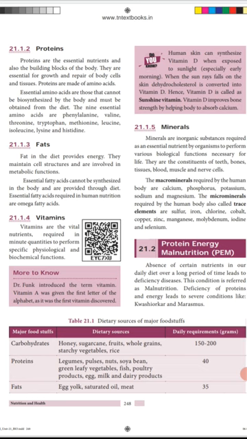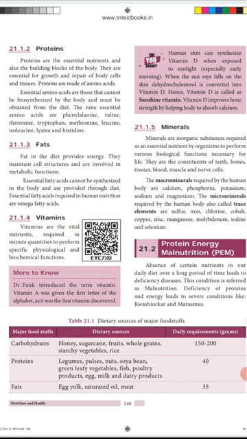Next one is vitamin D. When we are exposed to sunlight, the sun rays fall on the skin, and the dehydrocholesterol in the skin is converted into vitamin D. So vitamin D is called the sunshine vitamin. Vitamin D strengthens the bones and helps the body absorb calcium also.